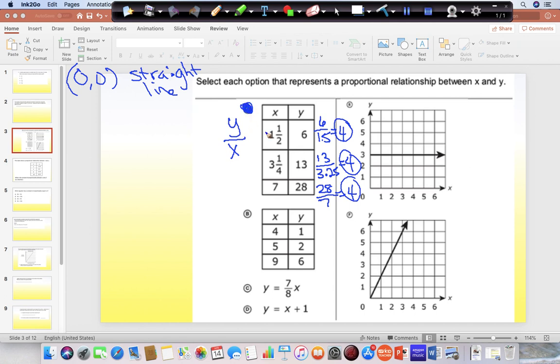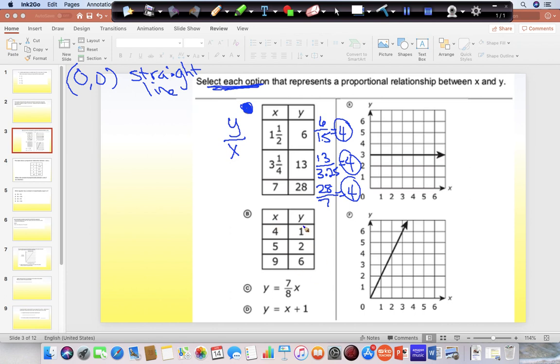Now we're not done yet because it said select each option, which means there is going to be more than one. Anytime it says select each option, know that it is going to be more than one answer. If they just wanted to choose one answer, they would have worded the problem differently. So there is going to be at least more than one.